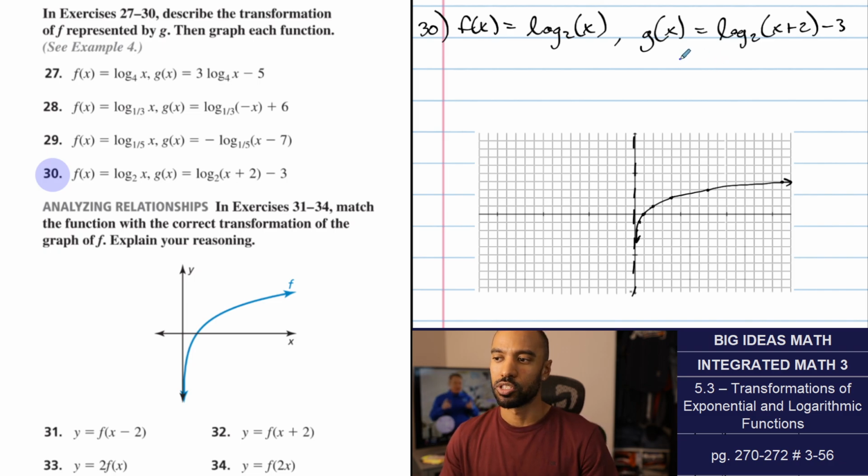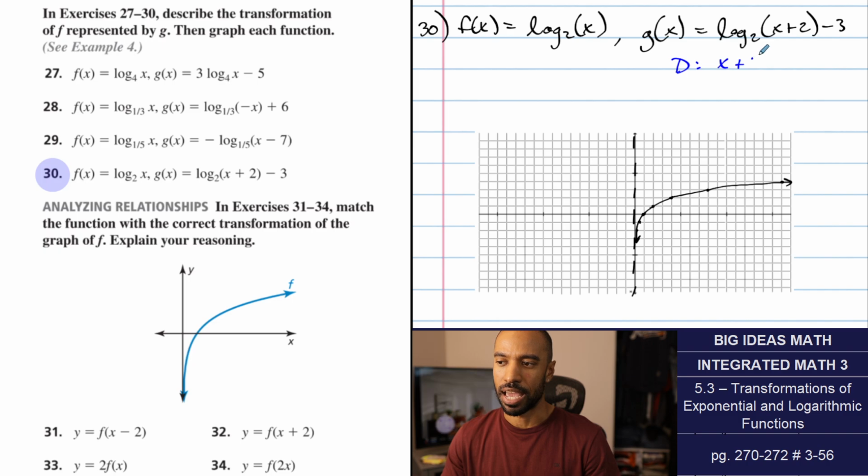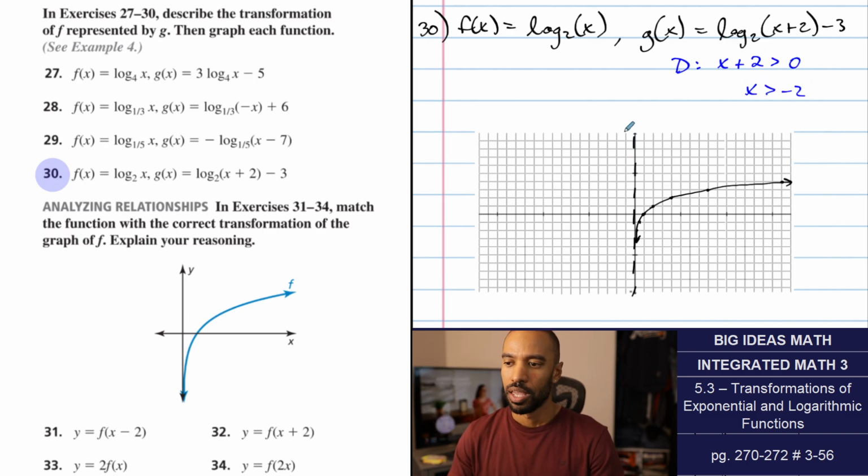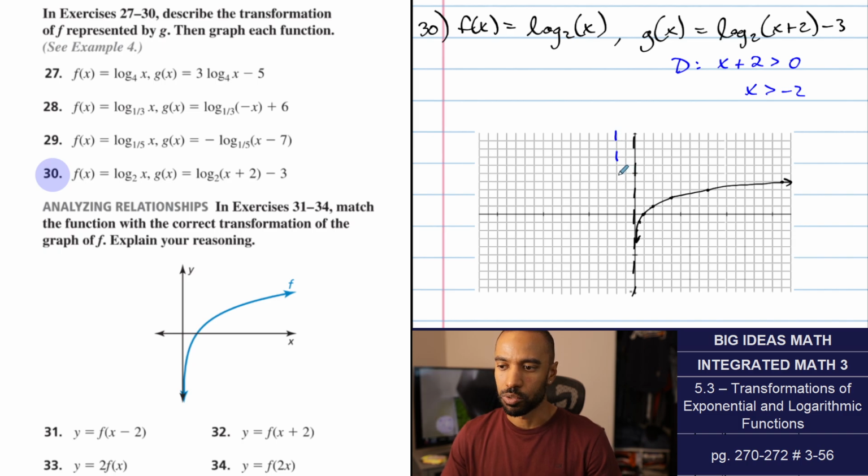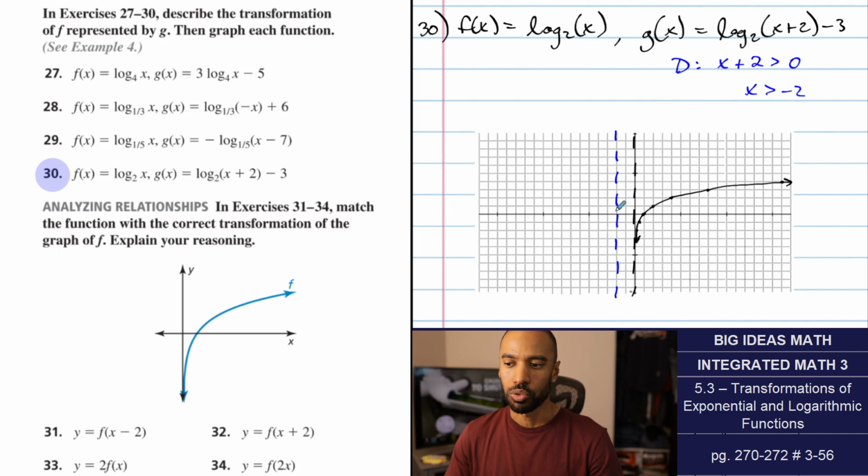Log base 2 of x plus 2 minus 3, we begin with the domain: x plus 2 has to be greater than 0. So x has to be greater than -2. That means our vertical asymptote is at x equals -2, shifted 2 units to the left. The graph of g is a translation 2 units left. It's also 3 units down.